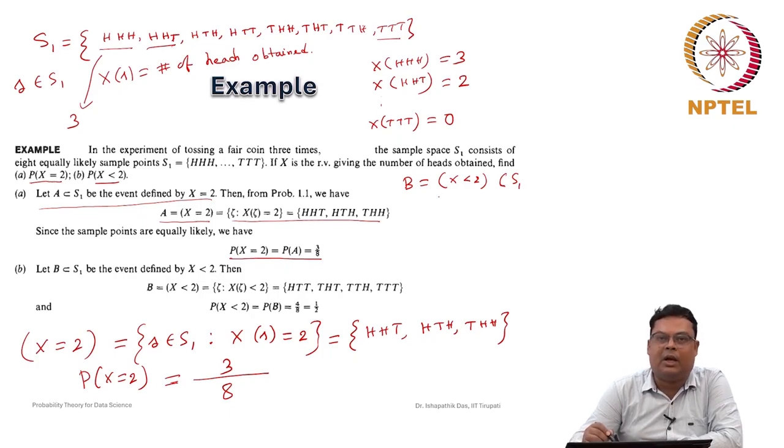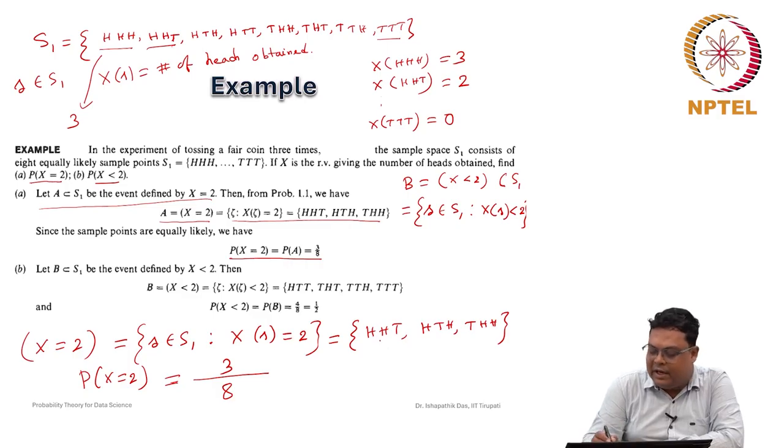We know the definition of x less than 2, how it can be defined. Similarly to what we have already done, x less than 2 means all s belonging to S 1 satisfying the relationship that the random variable x of s is less than 2. Then what are the points in S 1 satisfying this relationship? Equal to 2 means exactly 2, but here less than 2 means it may be 1 or 0, because the points take the values 0, 1, 2 and 3, and that is known as the range of the random variable.